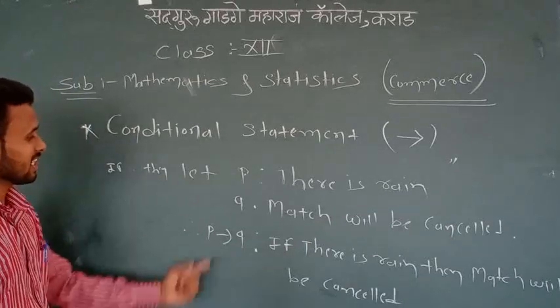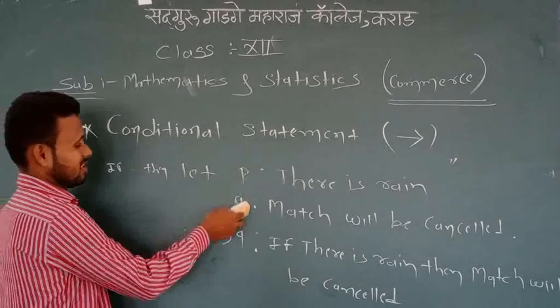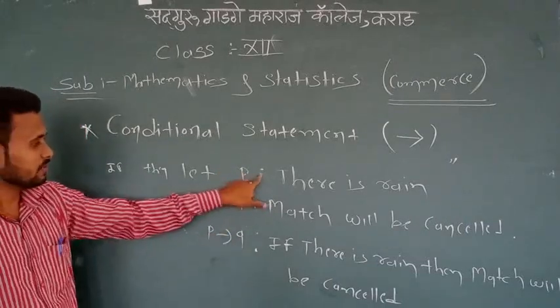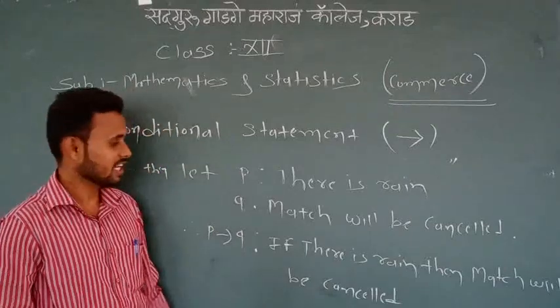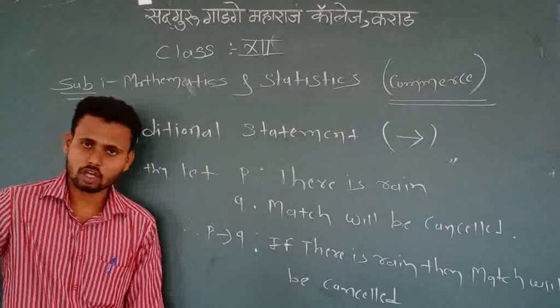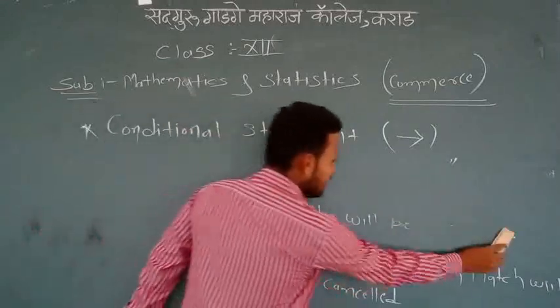P: there is rain. Q: the match will be cancelled. Then the conditional statement of P and Q, P implies Q. What? If there is rain, that is statement P, then statement Q, what? The match will be cancelled. This is the conditional statement of two simple statements.